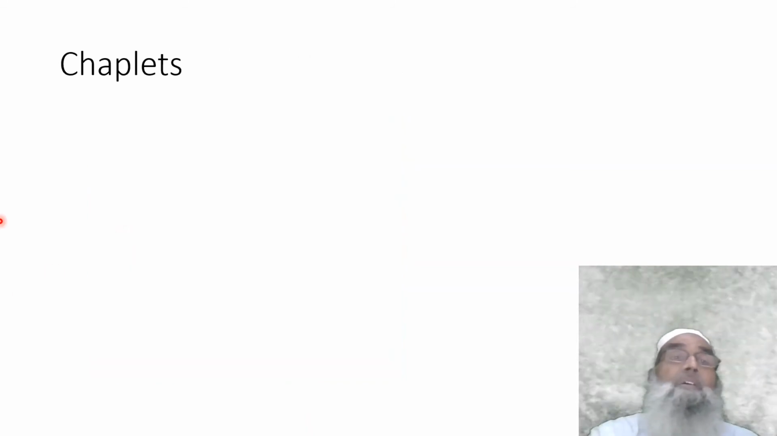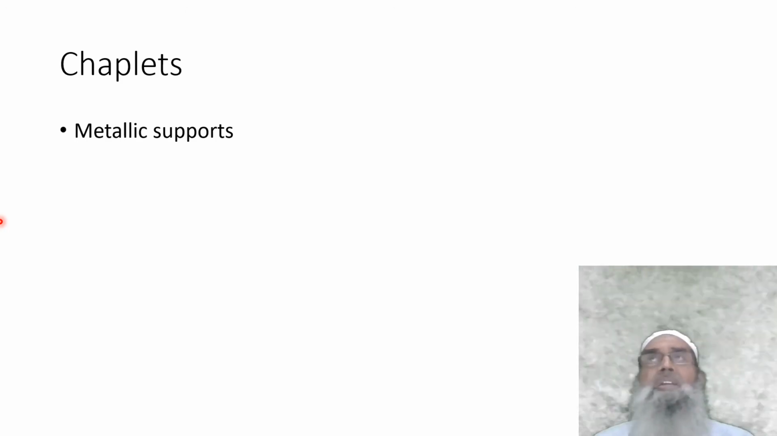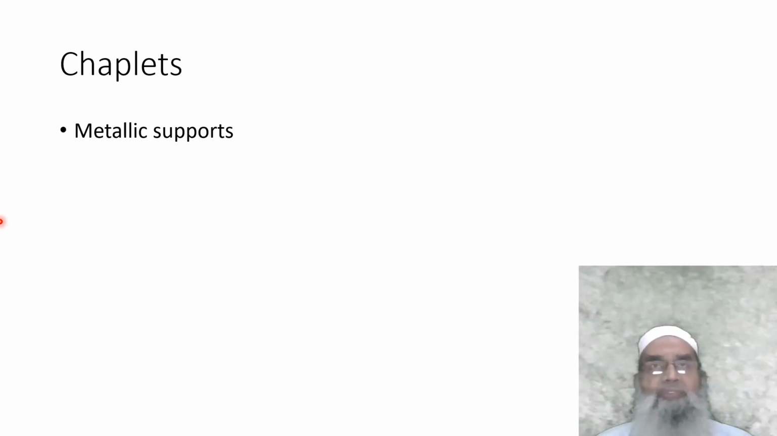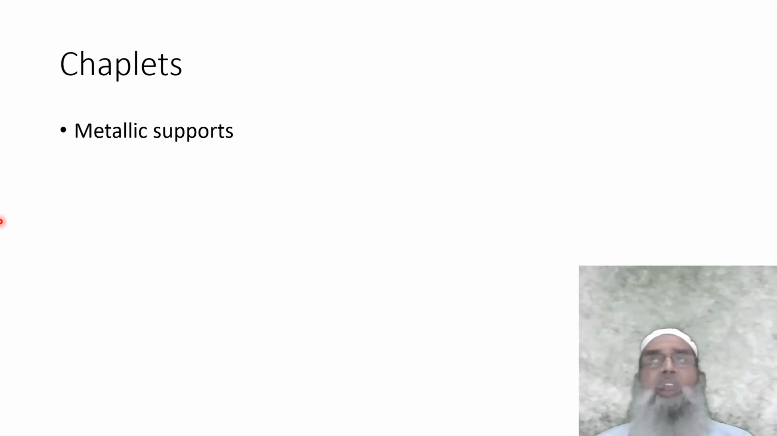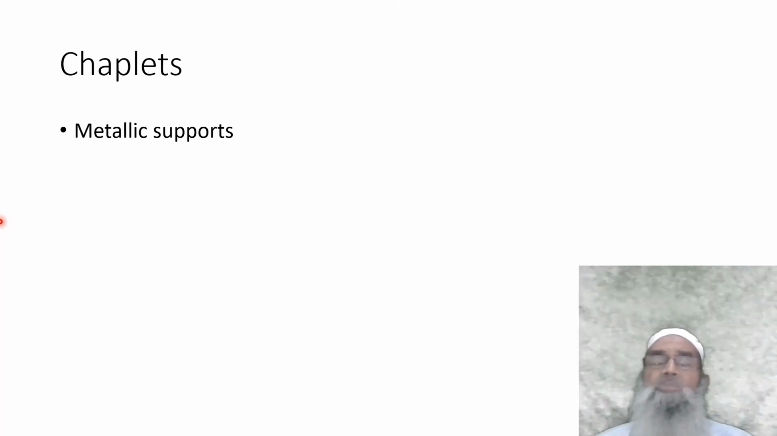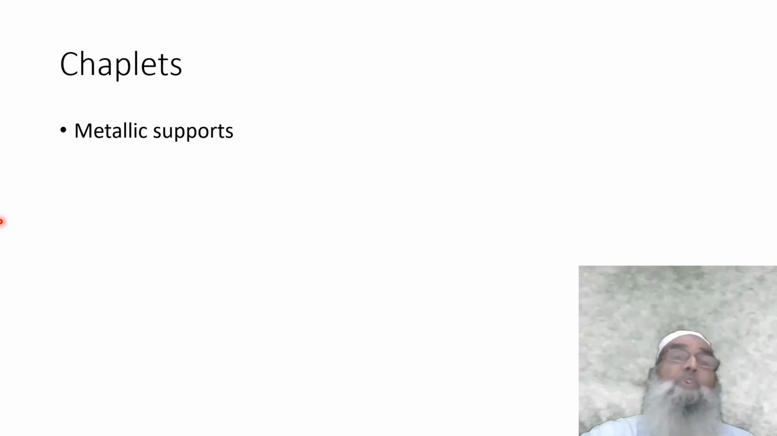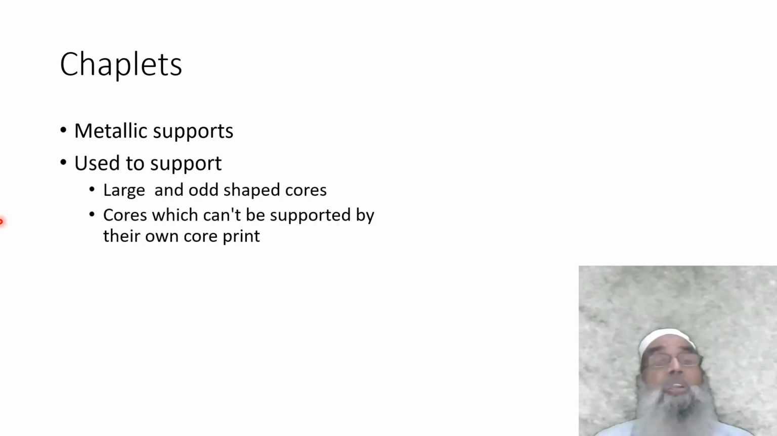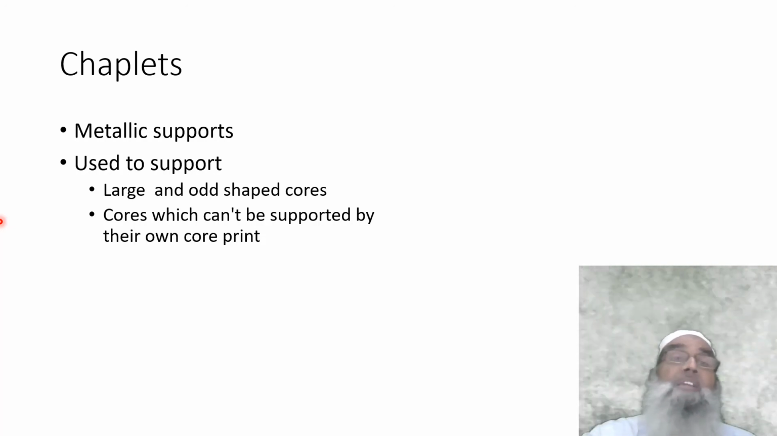Now, chaplets. We know the core is assembled in the molding sand with the help of a core print. The core print gives a cavity, but in some cases it is very difficult to have a core print which can withstand sufficient forces. Therefore, metallic support is provided to the core, which we call chaplets. It is generally used for large and odd-shaped cores, and cores which can't be supported by their own core print, and therefore we need to supply these chaplets.